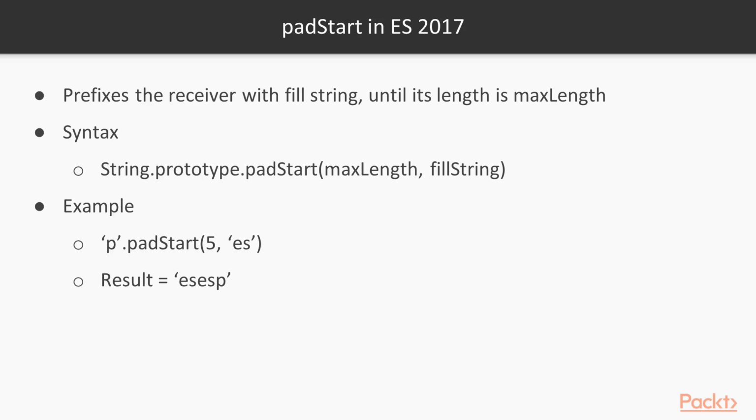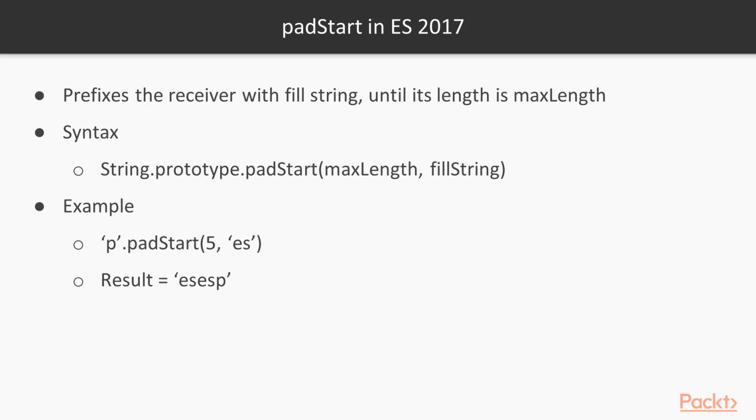Let's jump onto the padStart function in ECMAScript 2017. This method prefixes the receiver with the fill string until its length is max length. For example, using the padStart method with the receiver string P, the fill string of ES and the max length of 5 will result in ESESP, as shown in the slide.